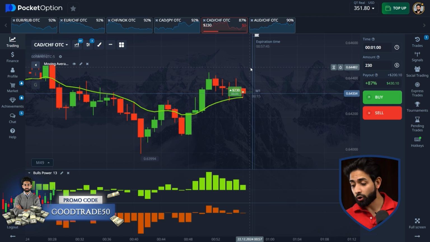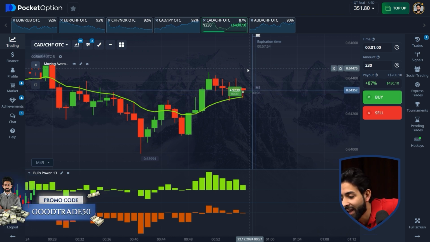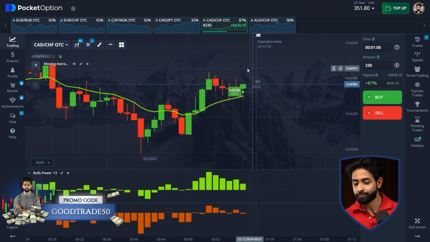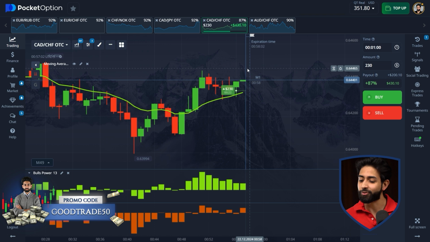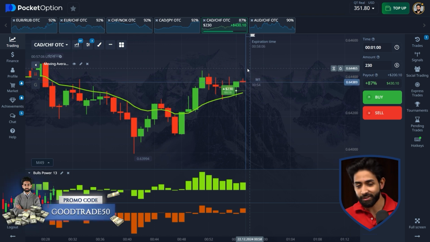And we are expecting a new round of growth in the CAD against the CHF. The oscillators are also growing. That's why we are opening an option which is on the upside. Let's just wait. So with an investment of $230, we will be cashing out 430.10. Pretty confident about this. Don't need to pay attention because that's what I am doing and that's what I was born to do.